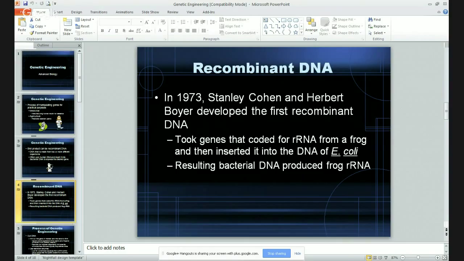So the first people to develop recombinant DNA were Stanley Cohen and Herbert Boyer. They took genes that coded for ribosomal RNA from a frog and then inserted that into an E. coli genome. So you ended up with bacteria that could produce frog ribosomal RNA.